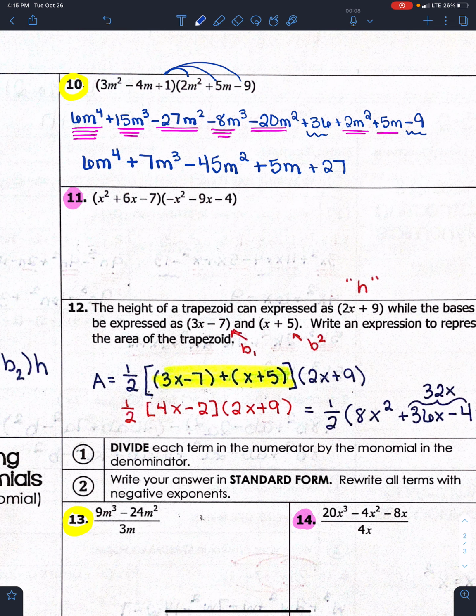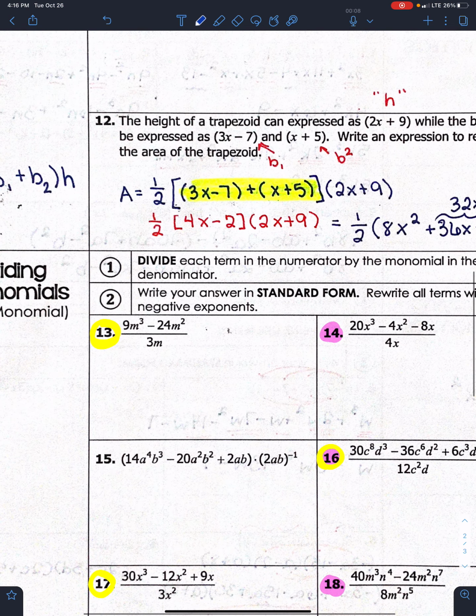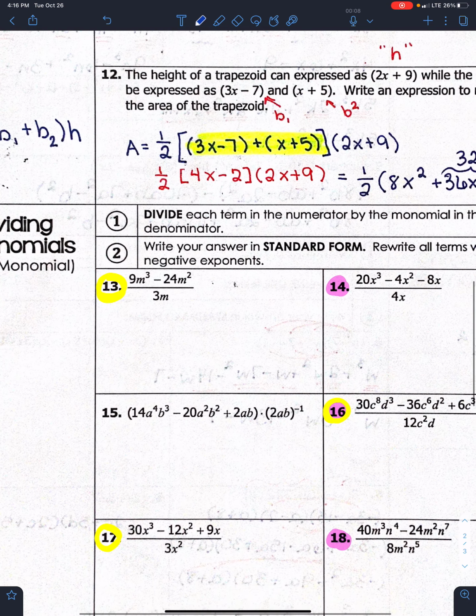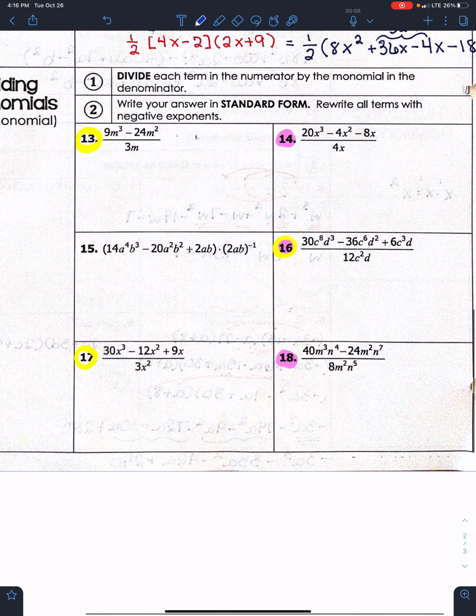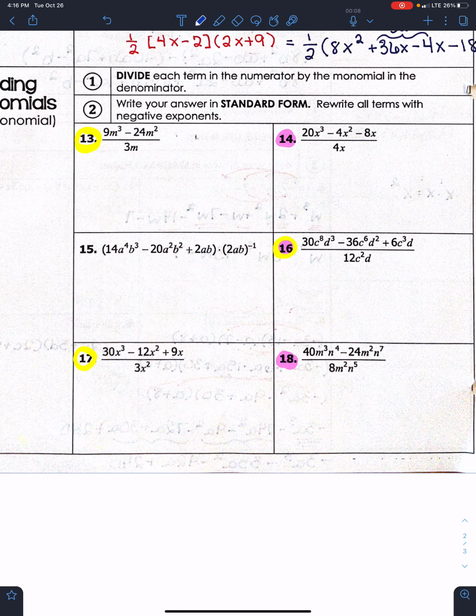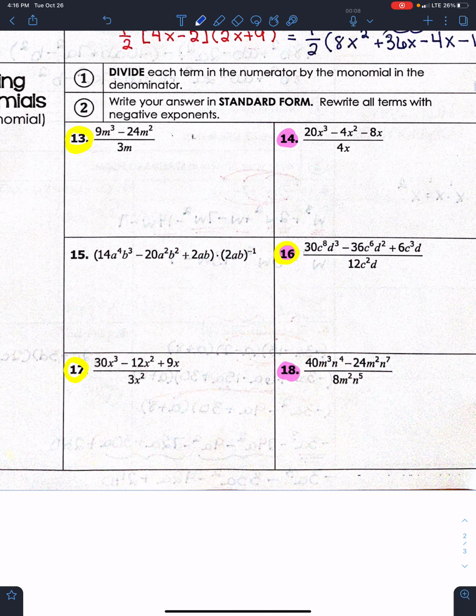All right, going on to number 13. I'm going to come back to number 12 for anybody who missed that in class or if we didn't get to it. But I want to go on to number 13. We're looking to see if there is anything that we can divide these by. It says divide each term in the numerator by the monomial in the denominator. Write your answers in standard form and rewrite all terms with negative exponents, so that no negative exponent exists in our answer.